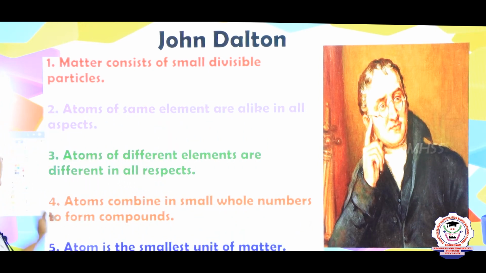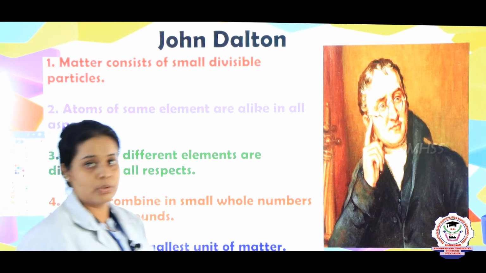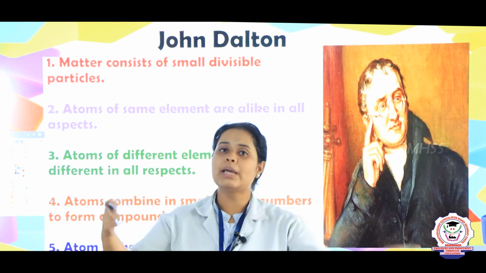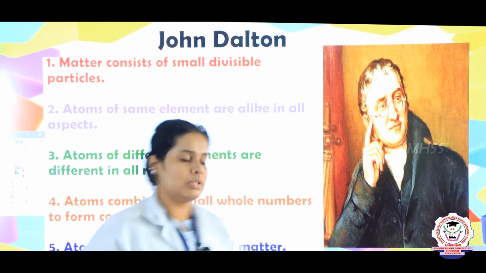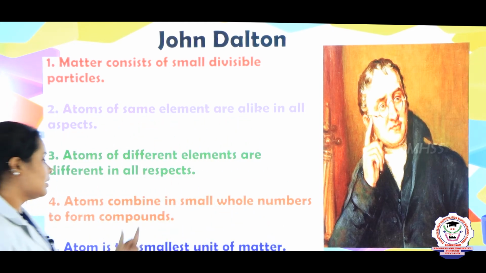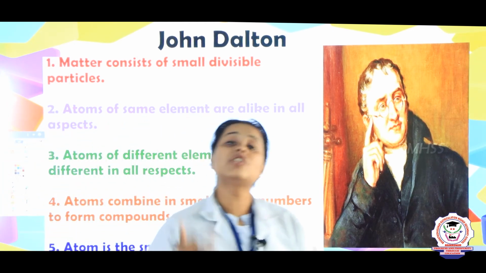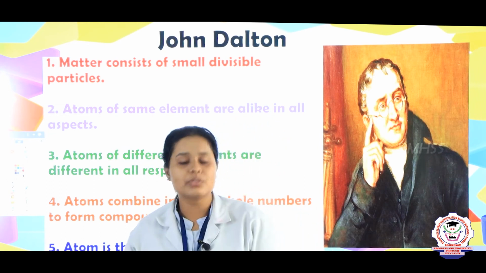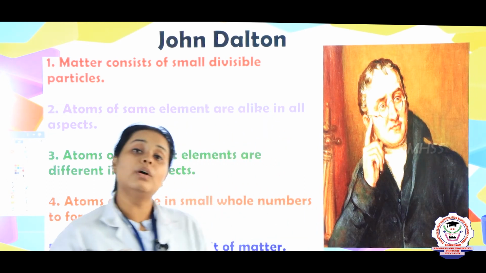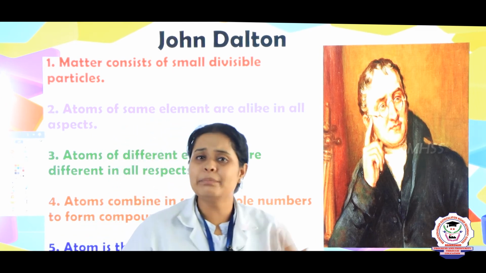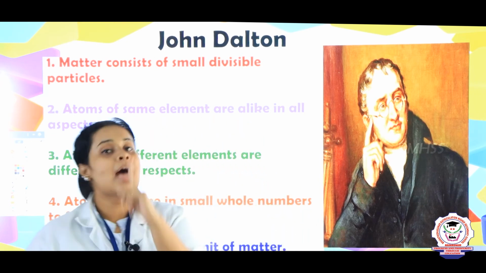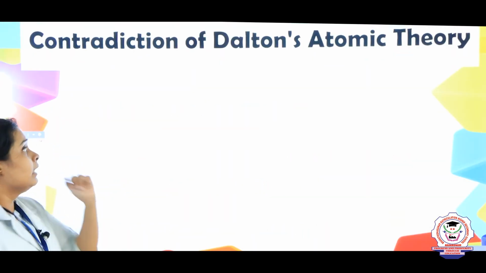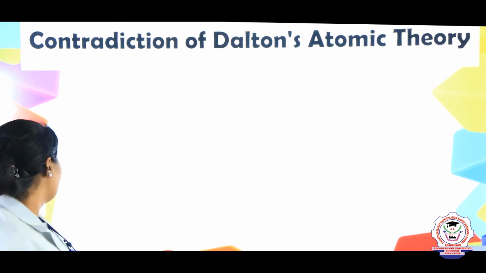Then the fourth point is, atoms combine in small whole numbers to form a compound. So he said that if two different types of atoms or elements combine together, they will form compounds. And the last one is, the atom is the smallest unit of matter which takes part in a chemical reaction. So that is a true point, right? Because whenever you are talking about atoms, elements, and then compounds, its integral small part is known as the atom, right? Now let's see what contradictions were built here.